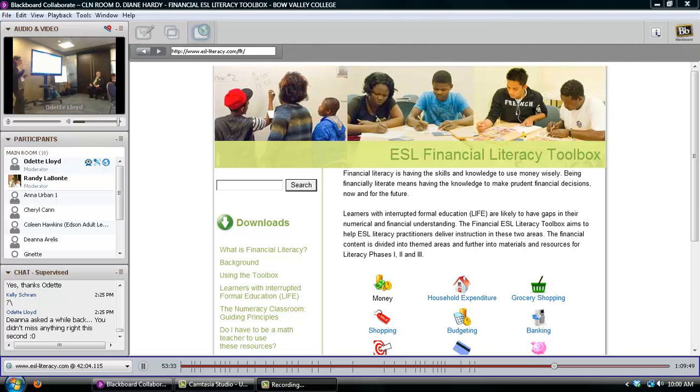How are the resources available on your website different from the resources available on the CCFL website, which is becoming the center for financial literacy? What I would say is, in our website, hopefully there would be some similarities. I would say that ours is not as exhaustive.